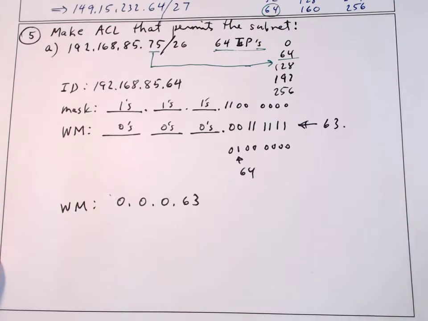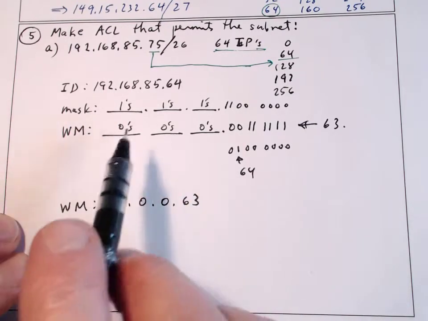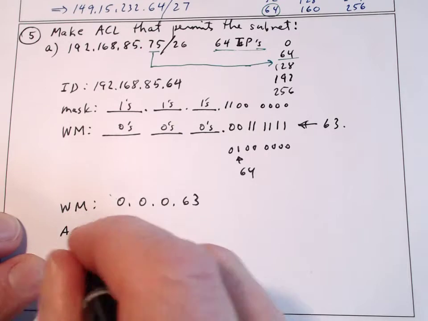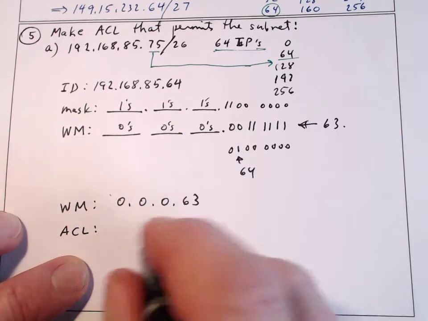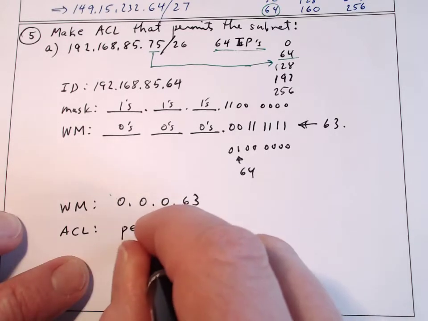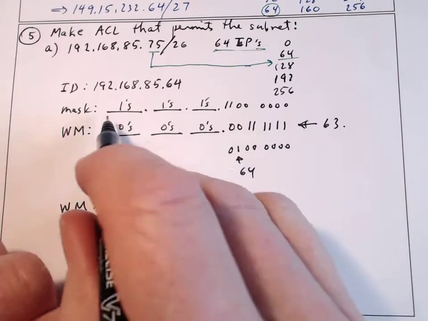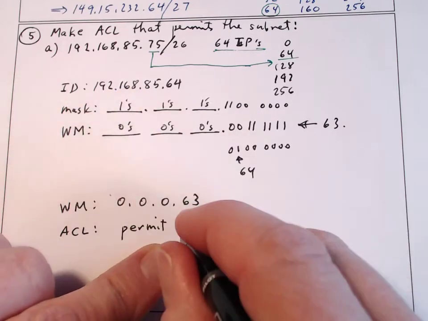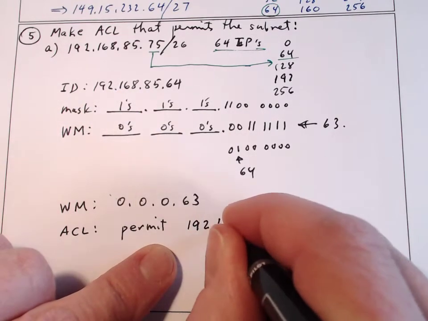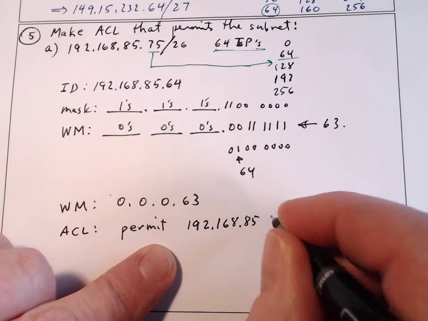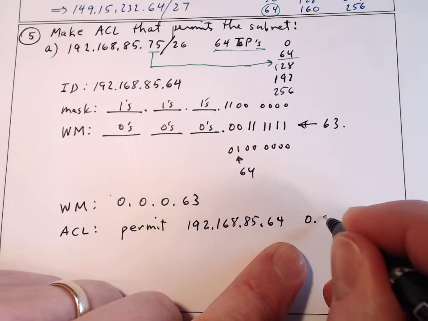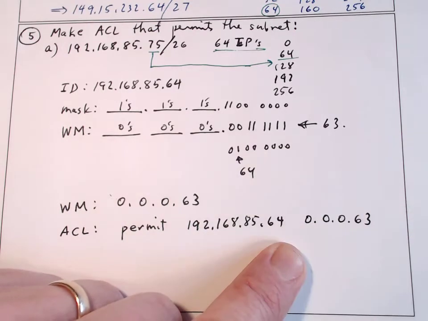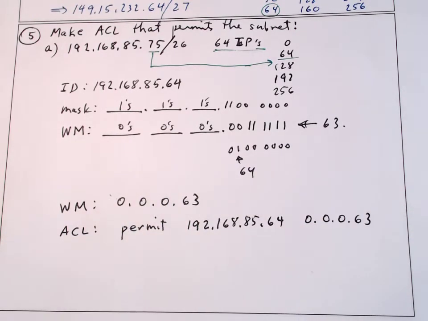Therefore, the ACL will have something like a name and a number and then a permit, and we're going to permit this network 192.168.85.64 with a wildcard mask 0.0.0.63. And so that's part A.